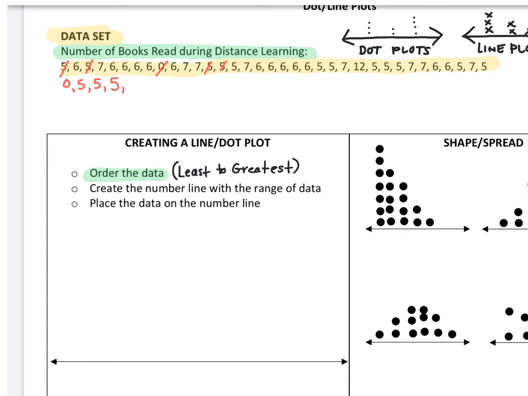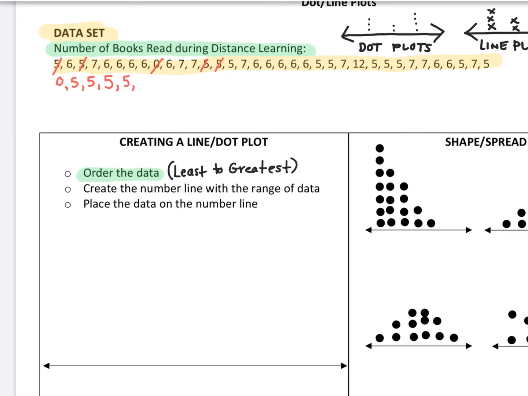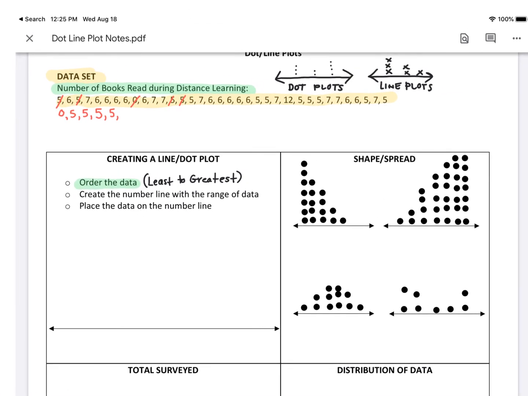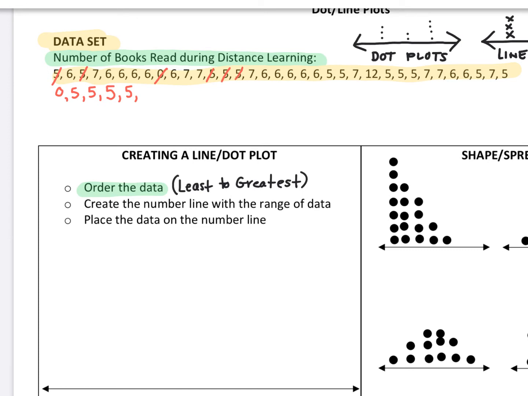I'm going to cross out this next 5 and put it here. You notice I'm crossing it out, writing it, and then moving on. I'm going to cross this next 5 out and put it here. I'm going to keep looking. I found another 5 here, so I'm going to put it there. I found another 5 here, so I'm going to put it down here. I found another 5, so I'm going to put it down here. You notice I'm just following the same pattern.